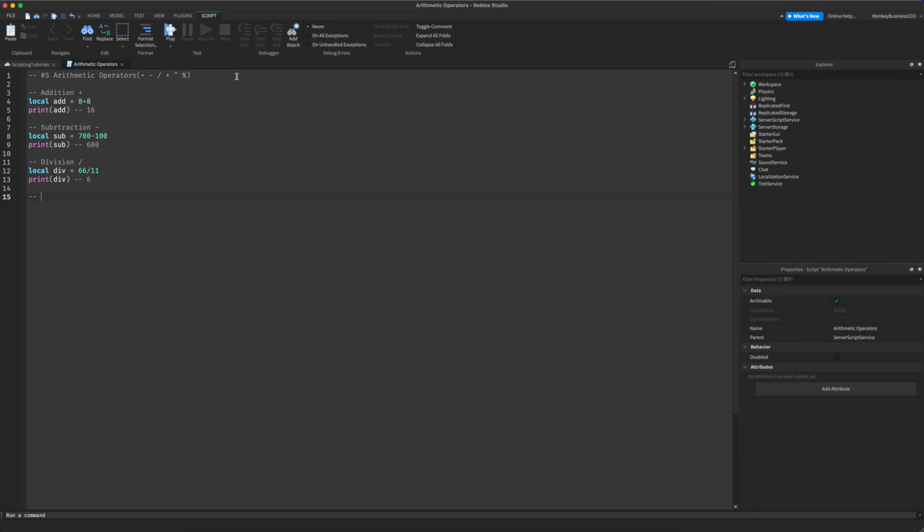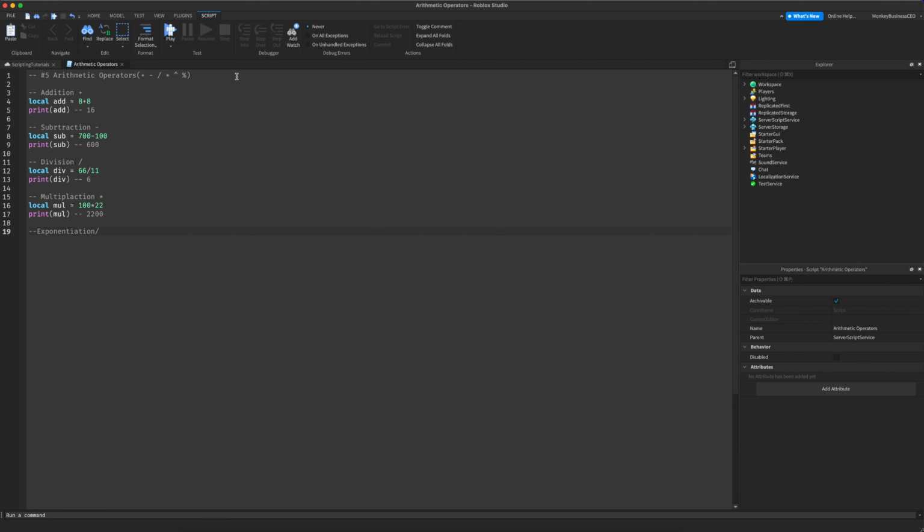And the next one is multiplication, which is just the little star sign, which you do by holding shift 8. So if you do local mul equals 100 multiplied by 22, and if we print mul, then that should print 2200 in the output.